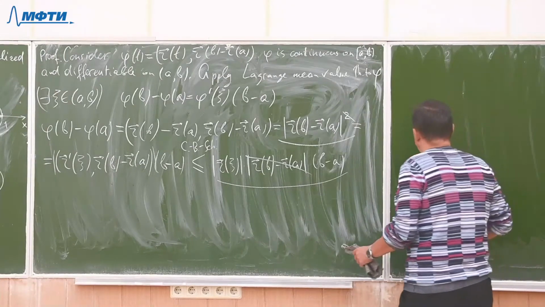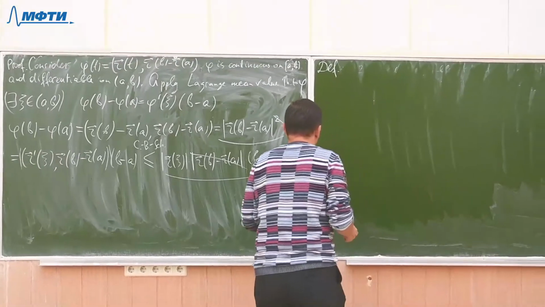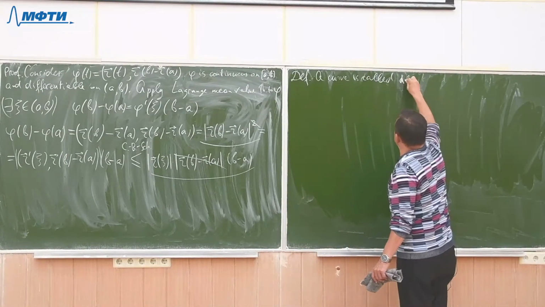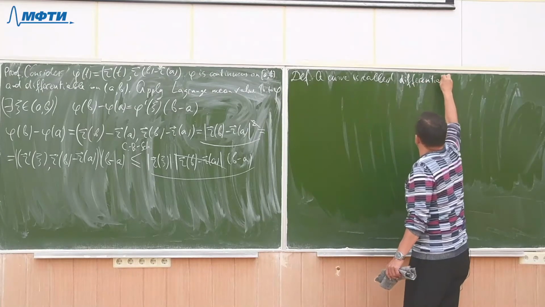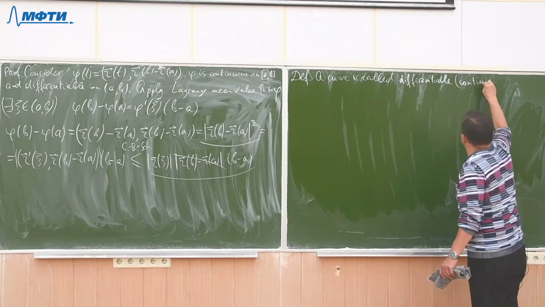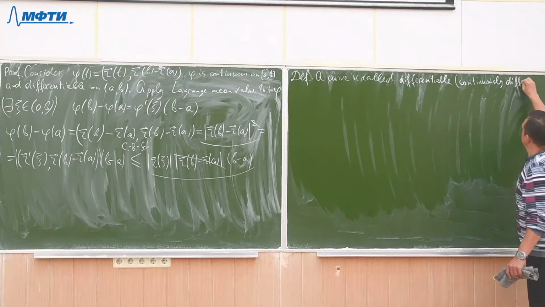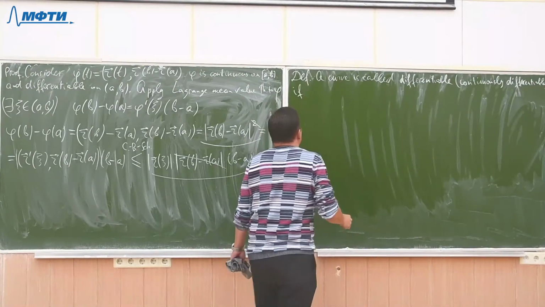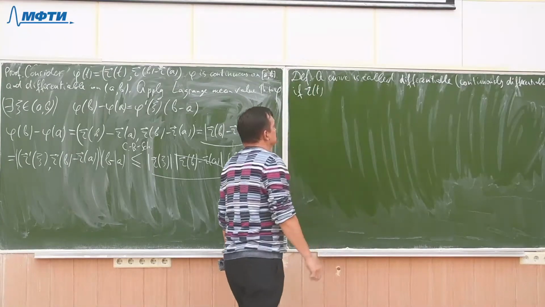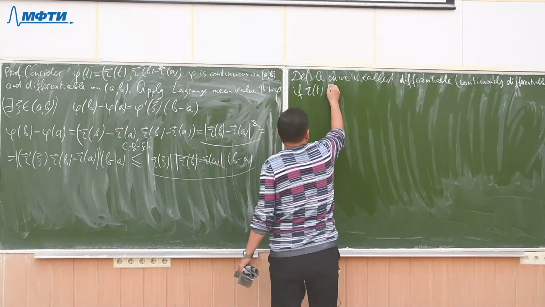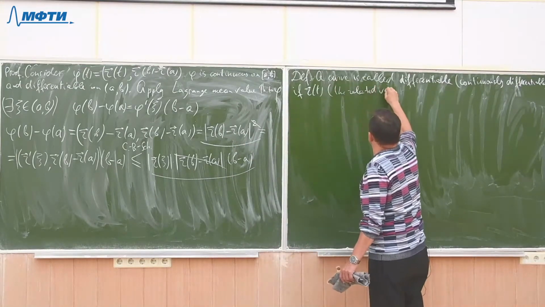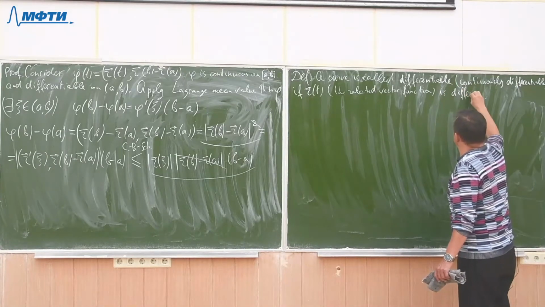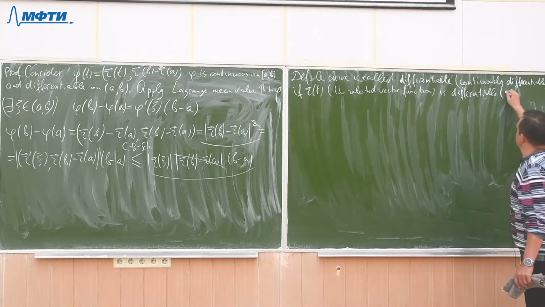And definition. A curve is called differentiable, continuously differentiable, if r of t, the related vector function, is differentiable, continuously differentiable.